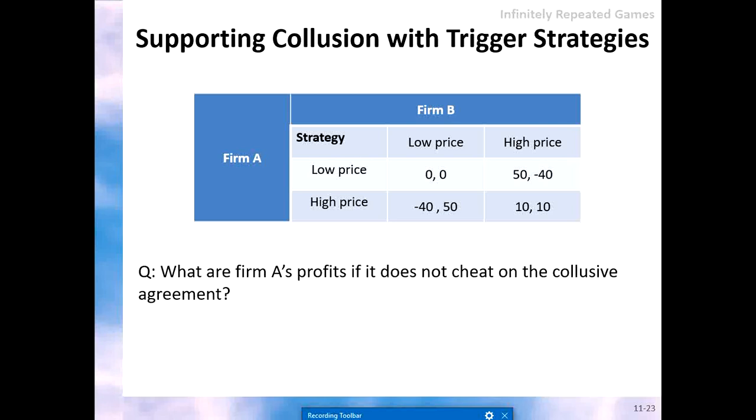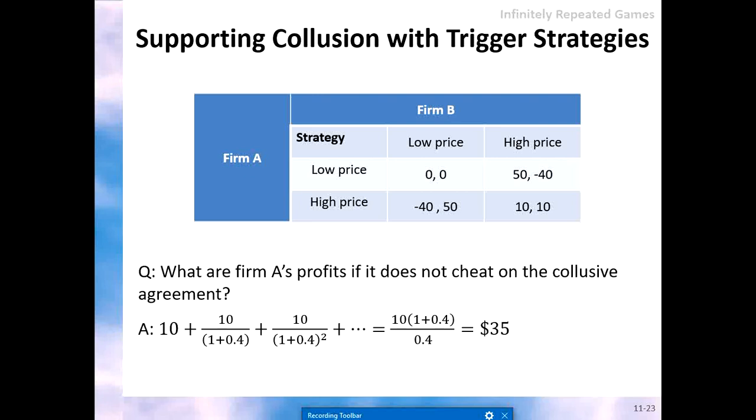So, what is firm A's profit if it does not cheat on the collusive agreement? It means it will remain in the agreement, so each time it earns 10. But remember, we have to discount that amount by the interest rate. So 10 plus 10 divided by 1 plus 0.4, which is a 40% interest rate, right? Plus 10 divided by (1 plus 0.4) squared, plus and so on, and this equals 35.